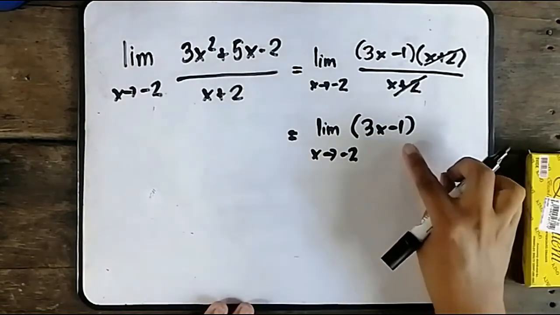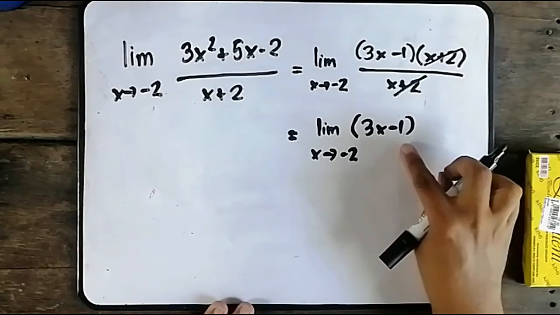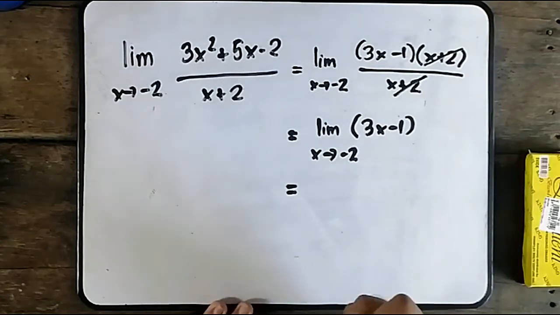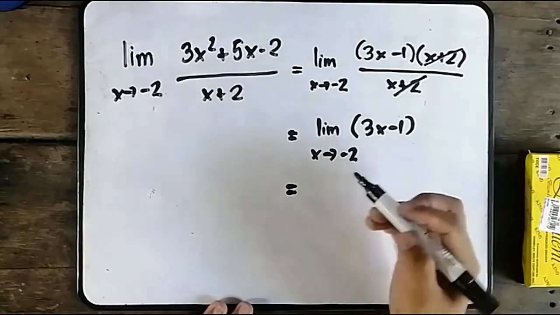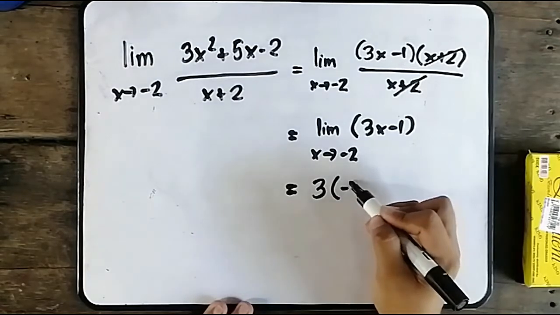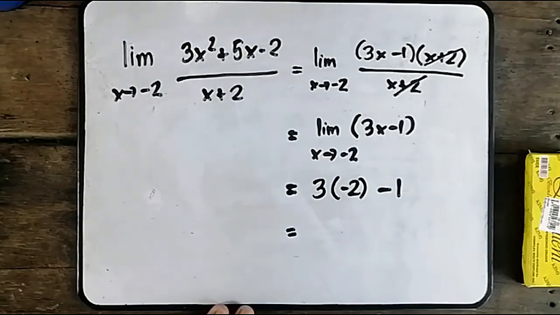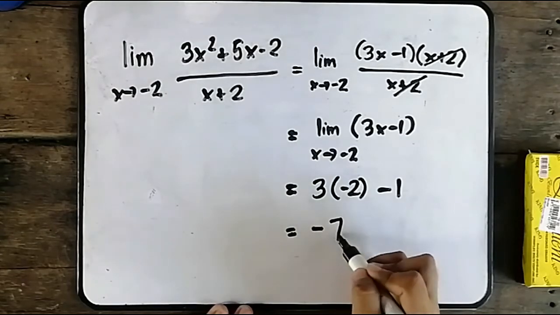Okay, so since ang naiwan na lang is a polynomial function, therefore, pwede na nating i-substitute. Okay, so we now have 3 times negative 2 minus 1, or the answer is negative 7.